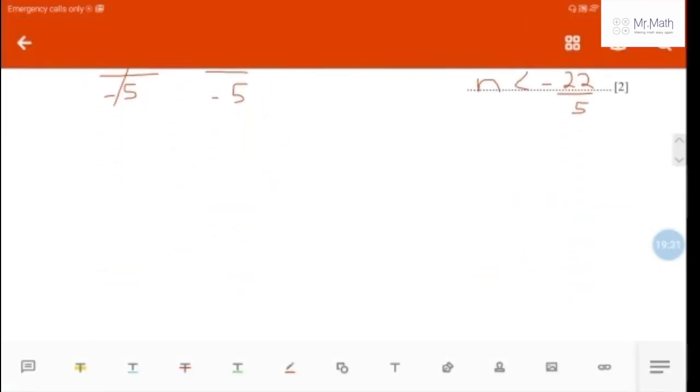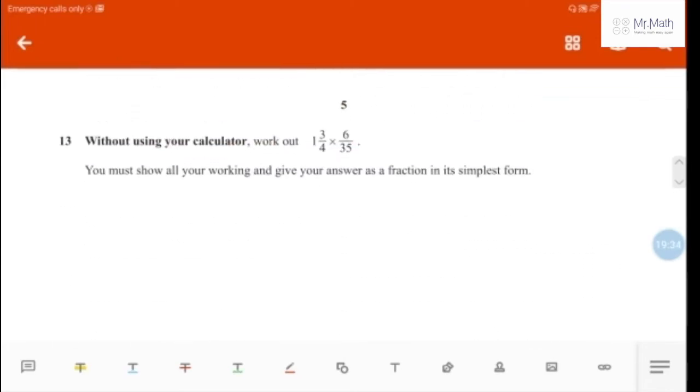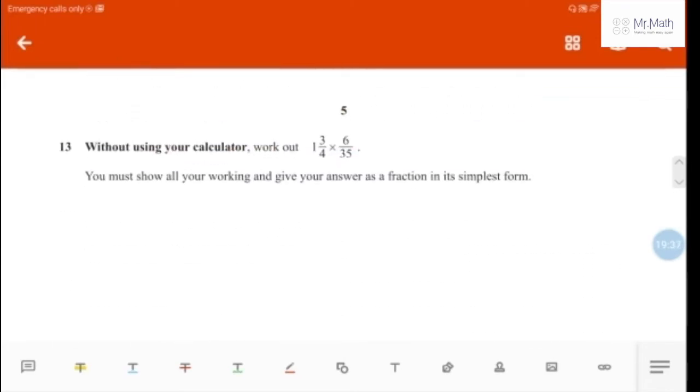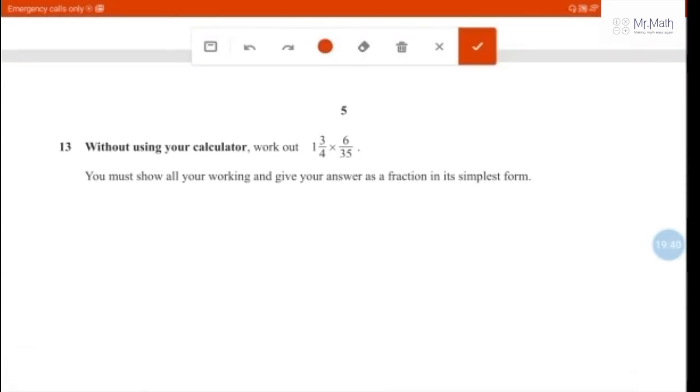Now, let's solve question 13. And it says, without using your calculator, so it's written in bold, work out 1 and 3 over 4 times 6 over 35. You must show all your working and give your answer as a fraction in its simplest form. Now, 1 and 3 over 4 is equal to 4 times 1 plus 3 over 4, which is equal to 7 over 4.